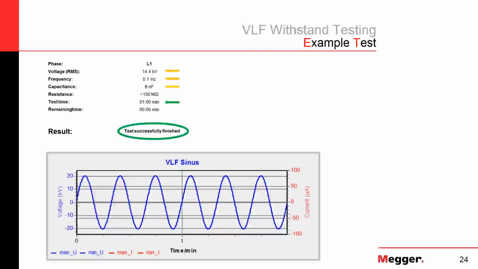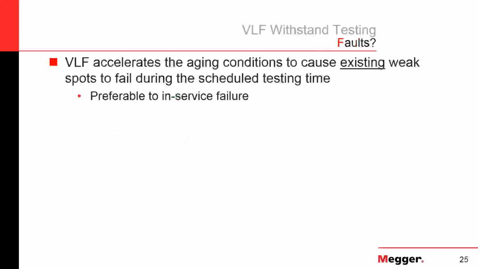Some other parameters here that we can look at. The test was done at 14.4 kV RMS at a frequency of 0.1 hertz, and the cable had a capacitance of 8 nanofarads. That's important to know because if the cable gets too long, the VLF test set will be unable to charge the cable up. 8 nanofarads is not very much, but if you get something into the microfarads range, it can be too much for the VLF unit to charge.